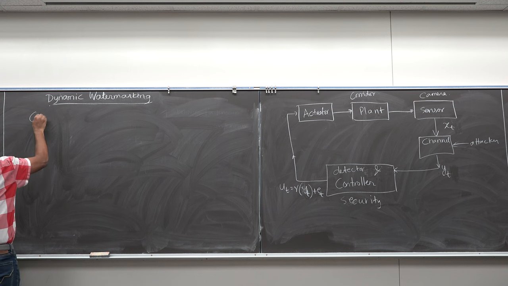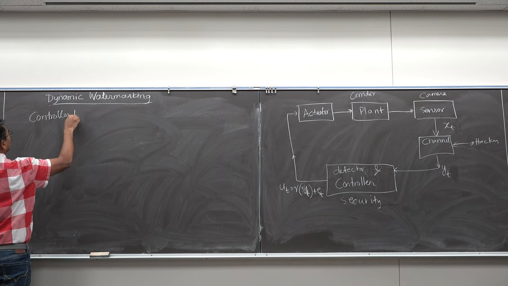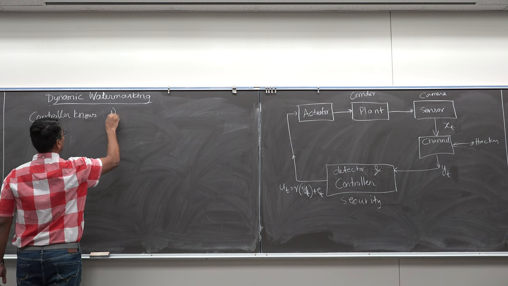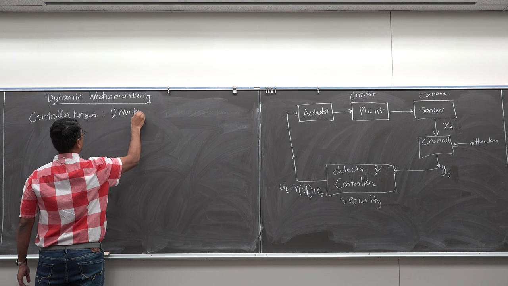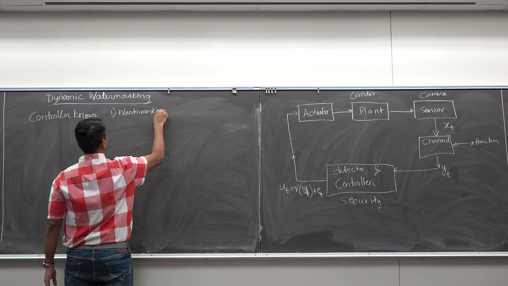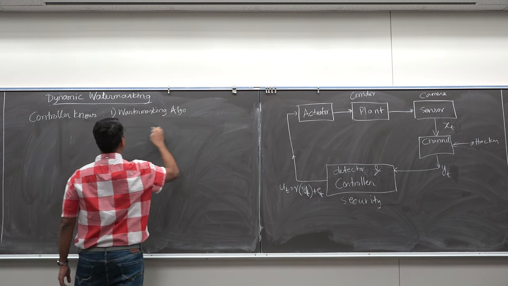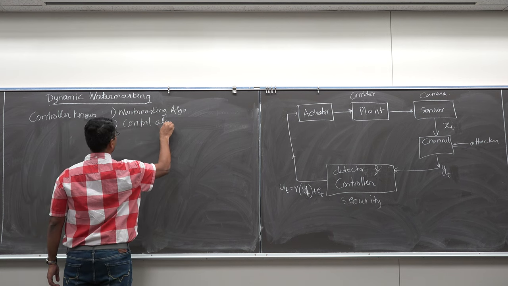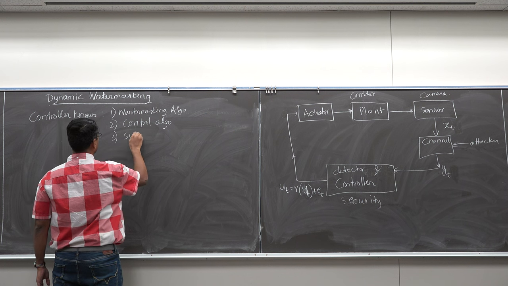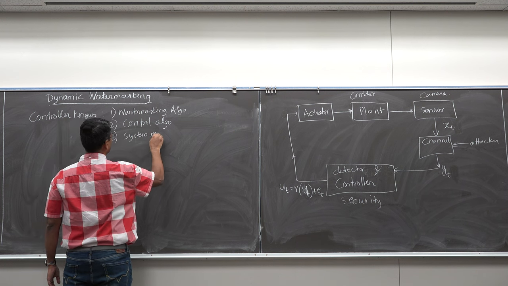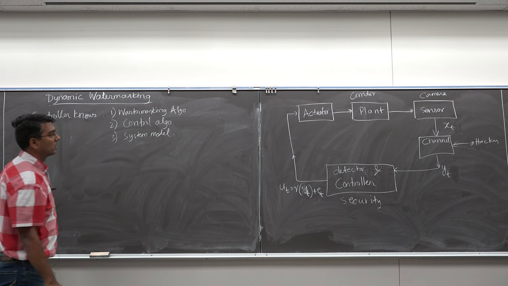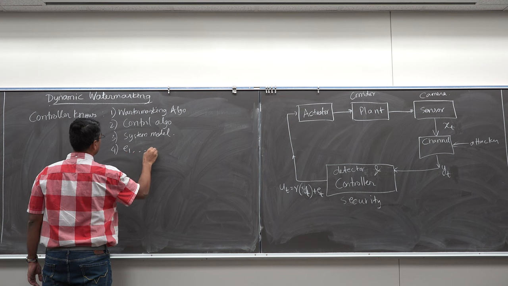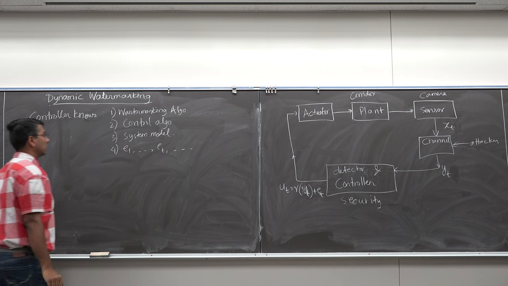So what does the controller know? The watermarking algorithm. The control algorithm. The system model. And what else does the controller know? The watermark signal, E1, ET, and so on.